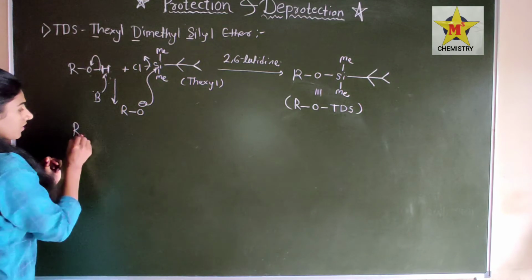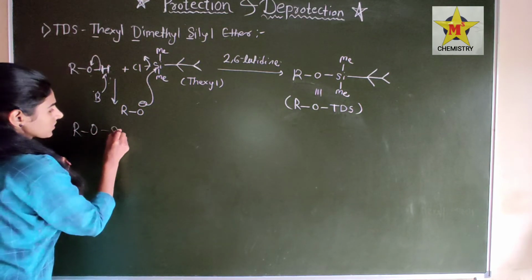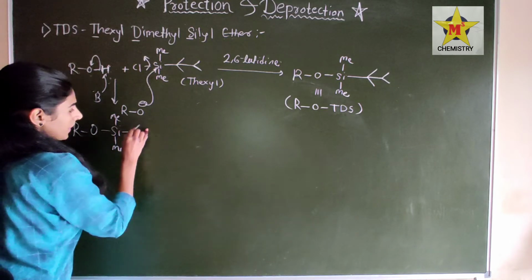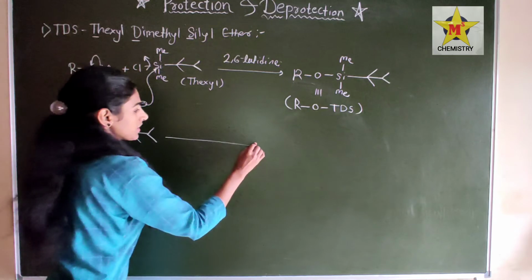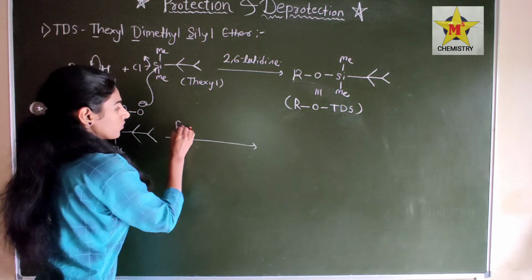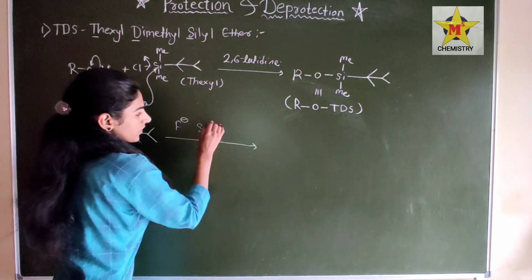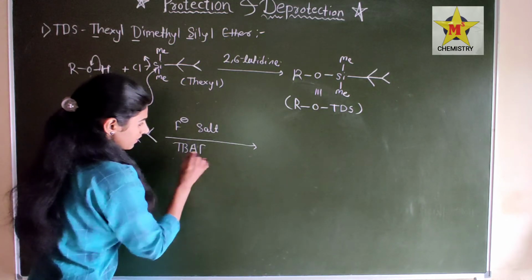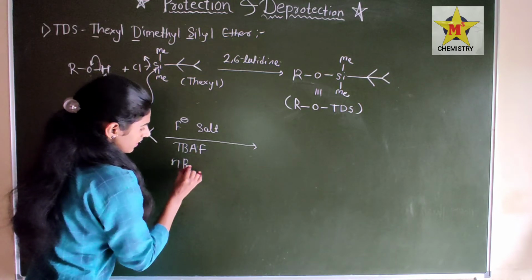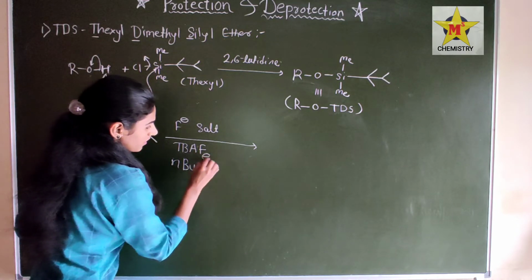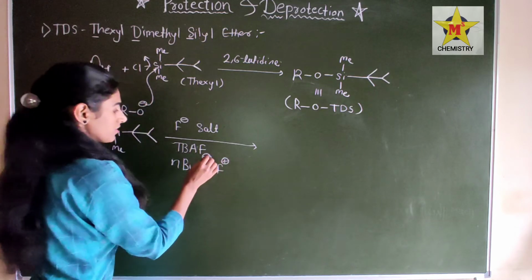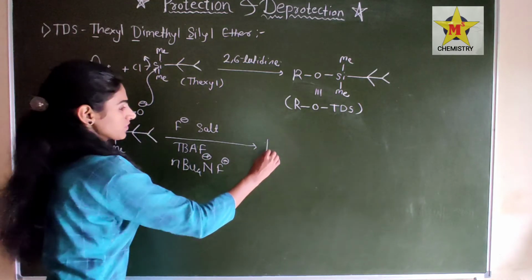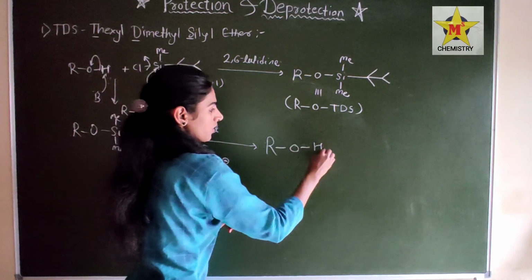This TDS group, or thexyl group, is deprotected by any fluoride salt like TBAF. TBAF means tertiary butyl ammonium fluoride salt, and there is formation of ROH.